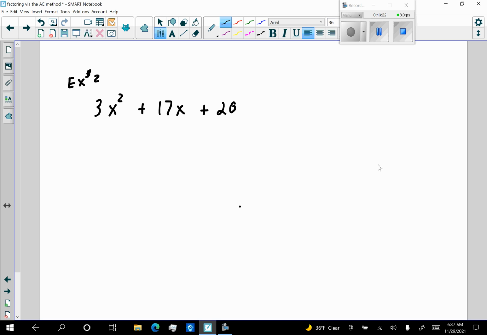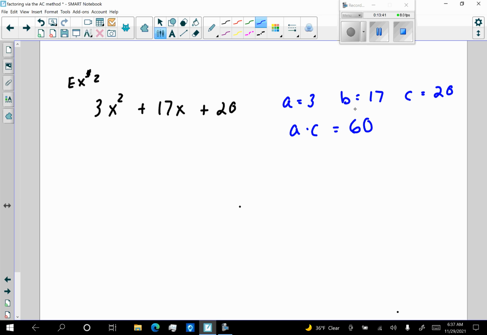Step number 1, find the a, b, and the c. a is equal to 3. b is equal to 17. c is equal to 20. Oh, the numbers are big. Find the a times c. 3 times 20 is 60. The b is 17. So what do I want? I want two numbers, p times q equals 60, which is equal to a times c. And I want those two numbers, p plus q, to equal 17, which is equal to b.